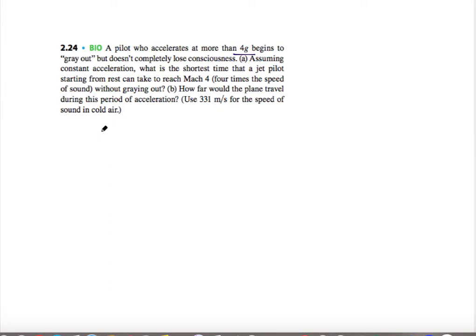So let's pull out some information from this problem before we get started. The first bit is that my acceleration maximum is 4g. Hopefully we recall that 4g's is going to be 4 times 9.8 meters per second squared, or, if you have a calculator, a nice 39.2 meters per second squared.